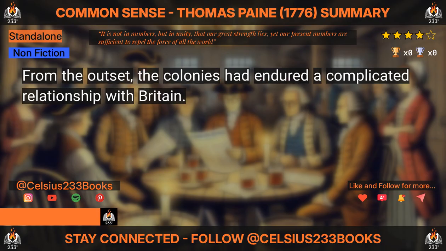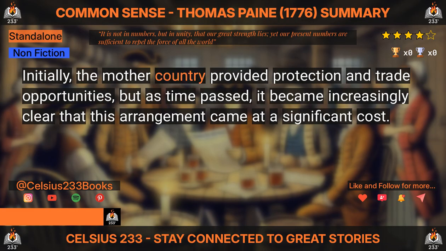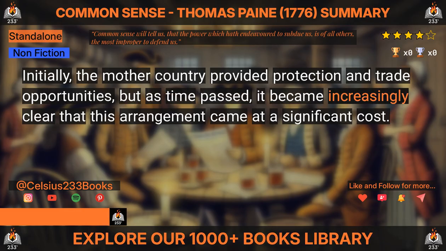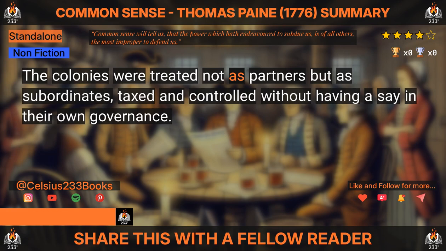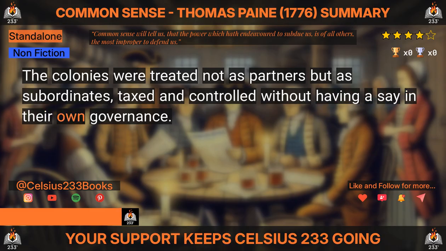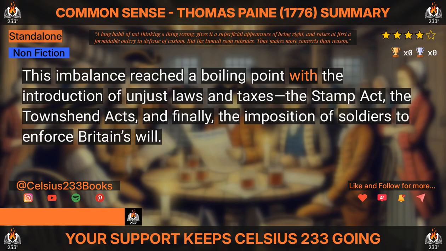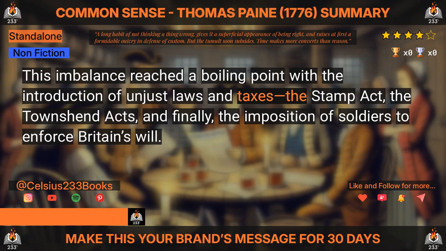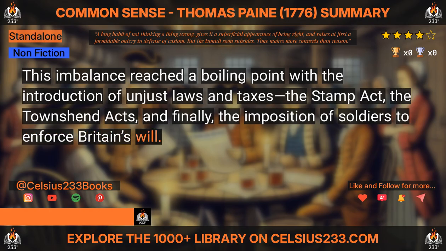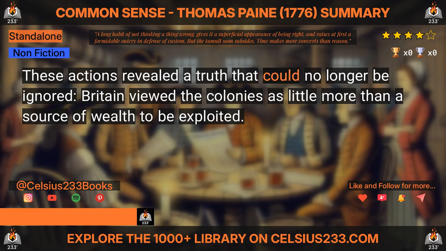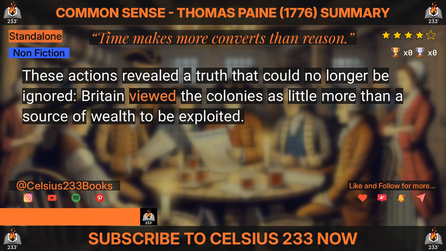From the outset, the colonies had endured a complicated relationship with Britain. Initially, the mother country provided protection and trade opportunities, but as time passed, it became increasingly clear that this arrangement came at a significant cost. The colonies were treated not as partners, but as subordinates, taxed and controlled without having a say in their own governance. This imbalance reached a boiling point with the introduction of unjust laws and taxes, the Stamp Act, the Townshend Acts, and finally, the imposition of soldiers to enforce Britain's will. These actions revealed a truth that could no longer be ignored. Britain viewed the colonies as little more than a source of wealth to be exploited.